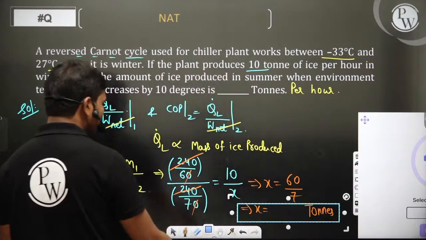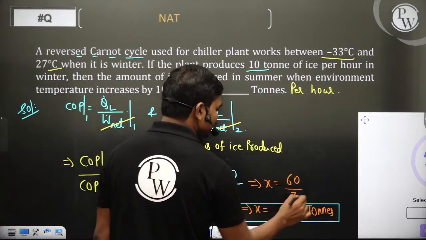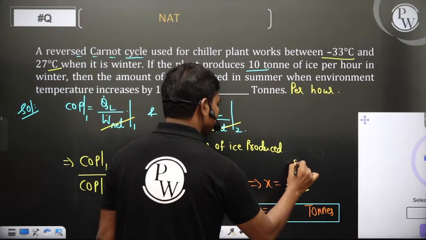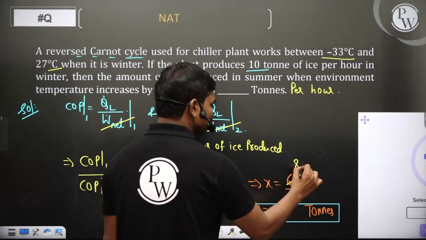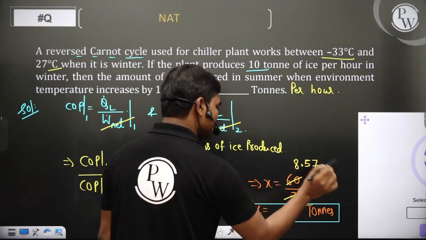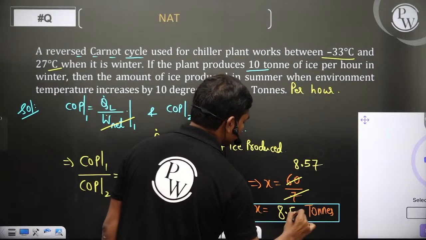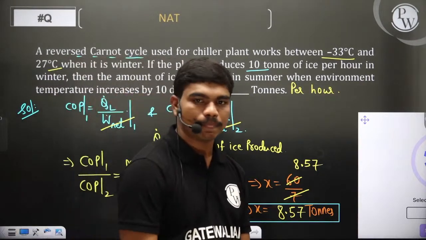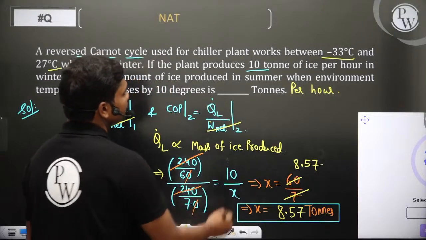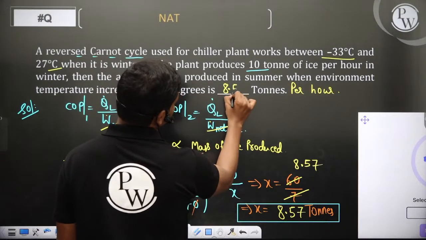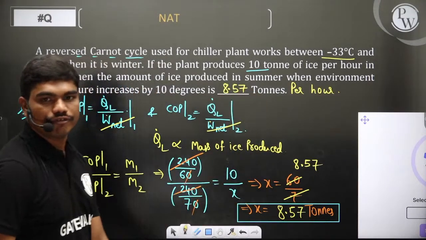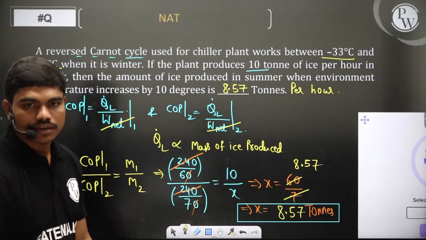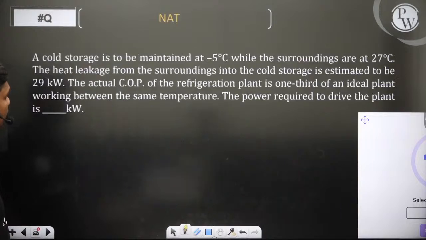So 60 by 7 is roughly 8 point odd, because 7 8s are 56, then 8.4, 5 7s are 35, 57. Roughly 8.57 tons is what you are getting. Yes, 8.57 is the correct answer. If you round off to one decimal, it is 8.6, depending on the number of decimals you are rounding off. Did you all understand this? Simple calculation, nothing big. Okay, now let's go to the next question.